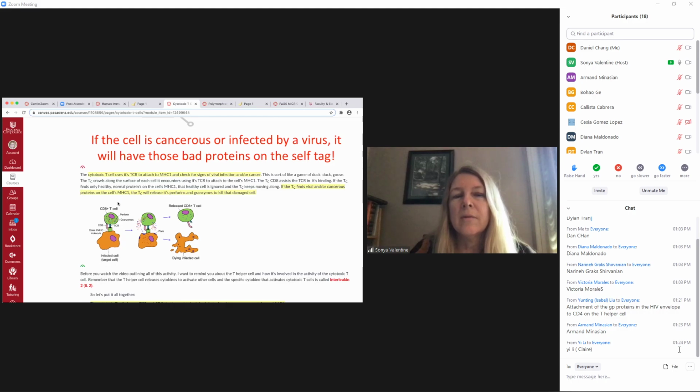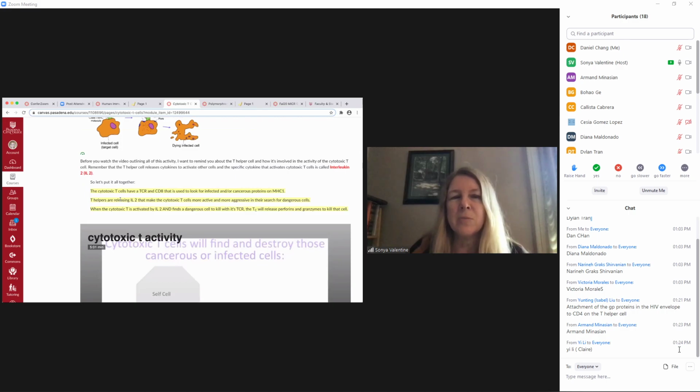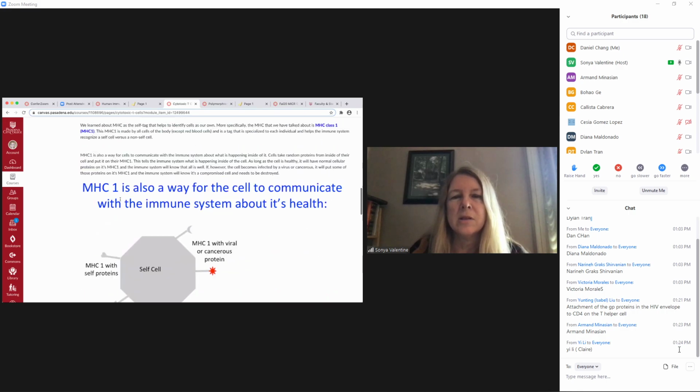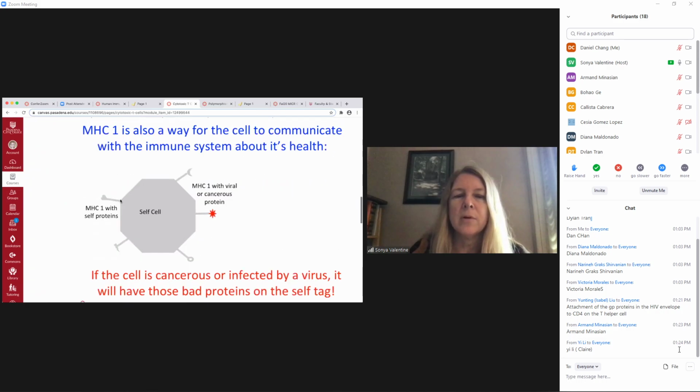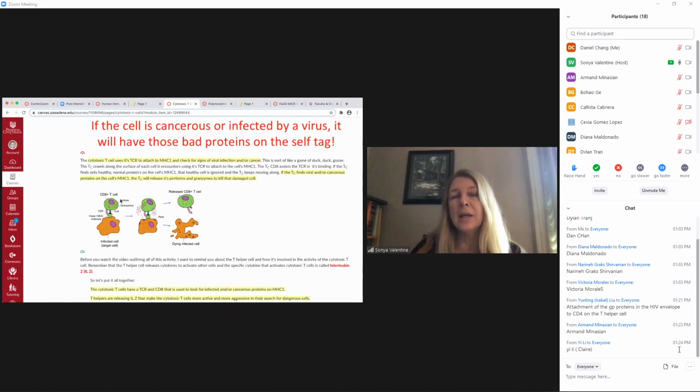So there's T helper. That's what we were just talking about. This is the best picture, so I'm keeping it on here, even though this is the cytotoxic T. But we want to talk about both. So for the T helper one, it's similar to this because it is a T cell, but instead of CD8, it's called CD4.